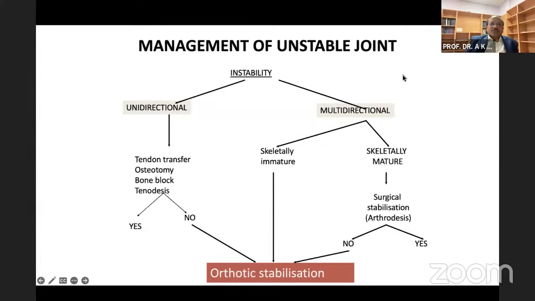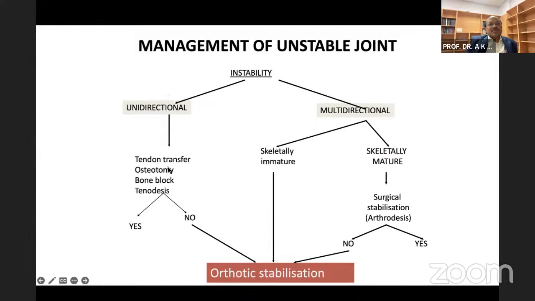Now, what is the management of the unstable joint? We have to check if the joint is unstable. It may be unidirectional or multidirectional. That means it may be only a sagittal plane deformity, where only the dorsiflexors are paralyzed, so there is only foot drop. But if the dorsiflexors and the everters are both paralyzed, there will be equinovarus deformity. That is not only plantar flexion, but he will also go into varus. So there is a multidirectional deformity.